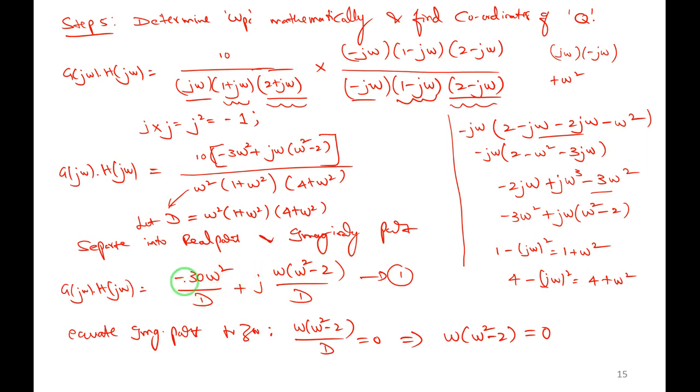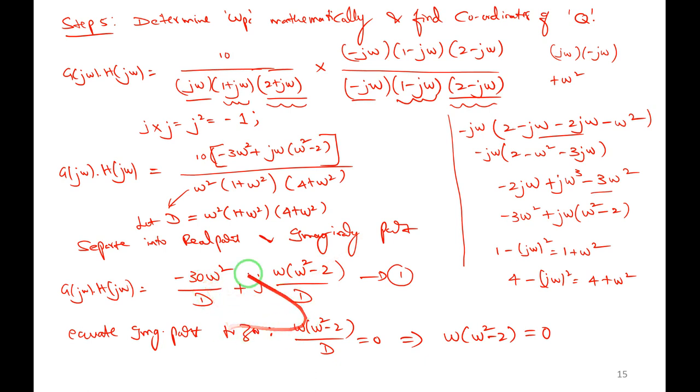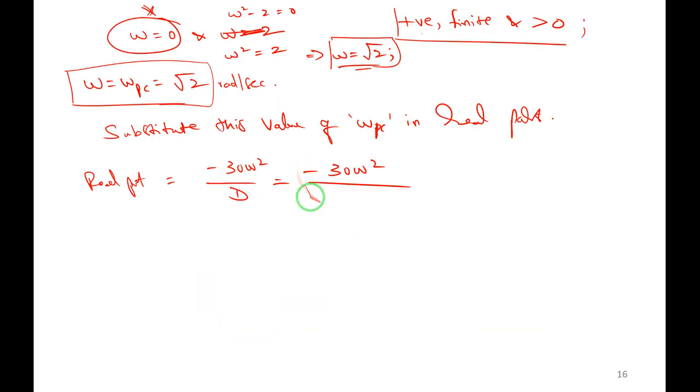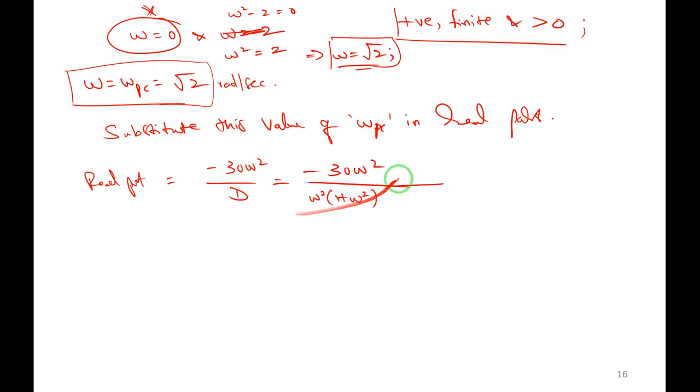The real part is minus 30 omega square by D. What is that D? I have to substitute. Minus 30 omega square divided by D is nothing but omega square into 1 plus omega square into 4 plus omega square at omega equal to omega PC, that is equal to root 2. Wherever omega is there, I have to substitute root 2.